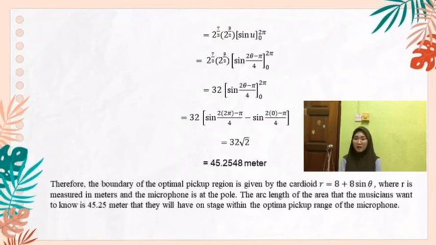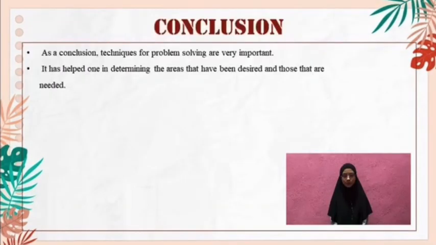Therefore, the boundary of the optimal pickup region is given by the cardioid R equal to 8 plus 8 sin theta, where R is measured in meters and the microphone is at the pole. The arc length of the area that the musician wants to know is 45.25 meters that they will have on stage within the optimal pickup range of the microphone. As a conclusion, techniques for problem solving are very important. It has helped one in determining the area that has been desired and those that are needed.